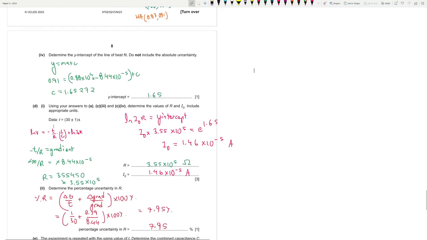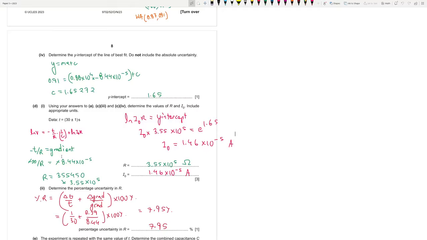Next, I've been asked to find out the values of R and I naught using the initial formula. So we know that minus t by R is our gradient. So just input the value of time here and the gradient value, right? So you can get rid of the minus sign and we get a value of R equal to 3.55 times 10 to the power 5. Your values will not completely match mine, but it will be along these lines. And the unit for R is ohms, clearly, and ln I naught R is equal to the y-intercept.